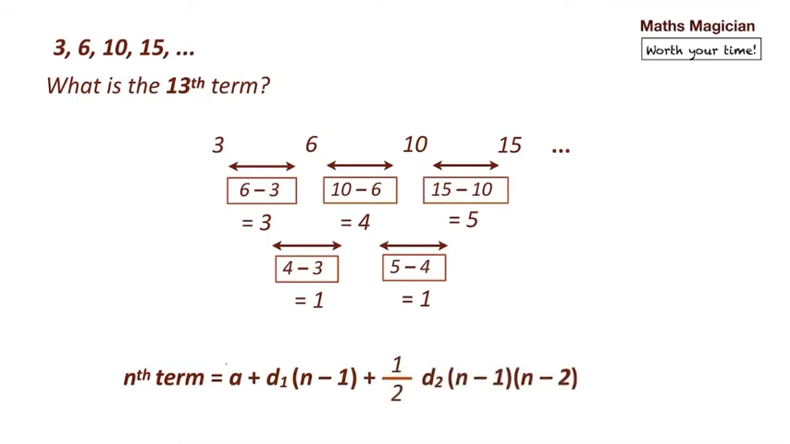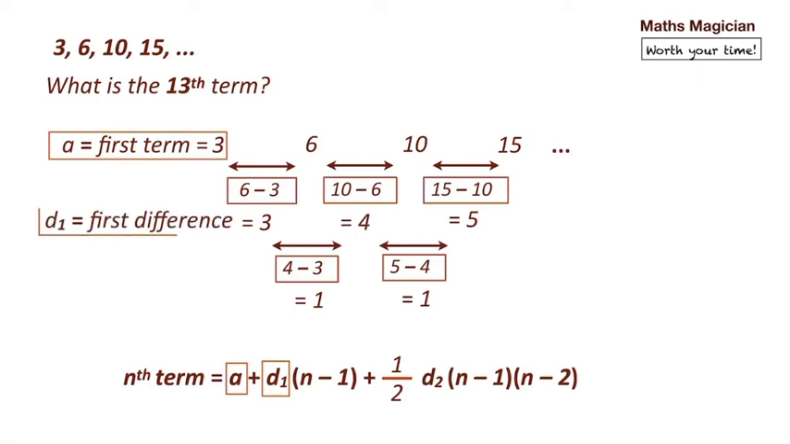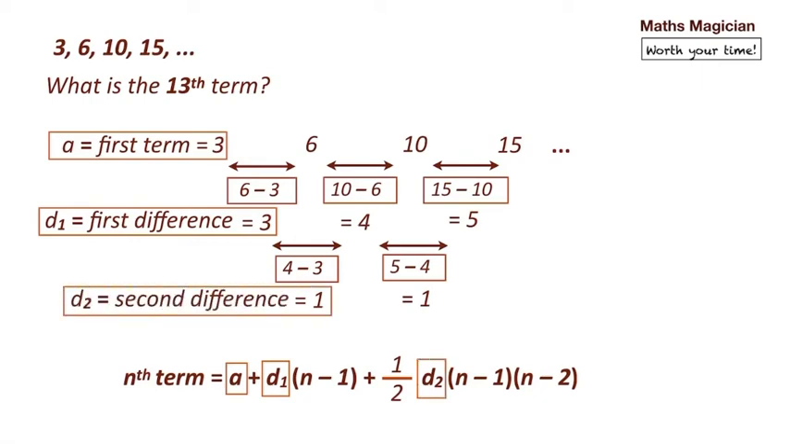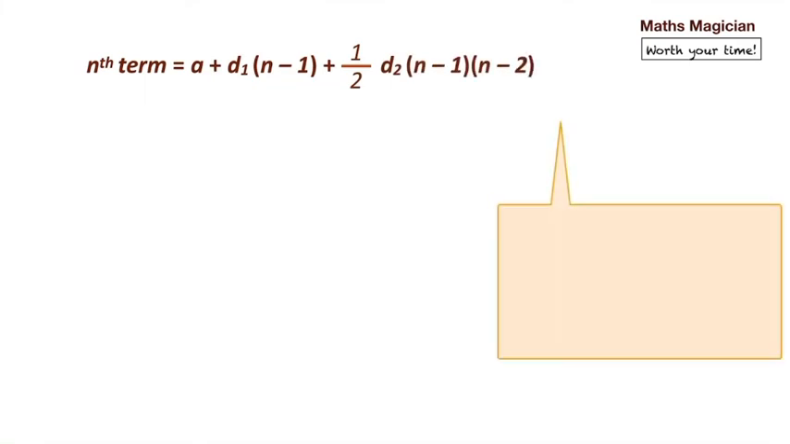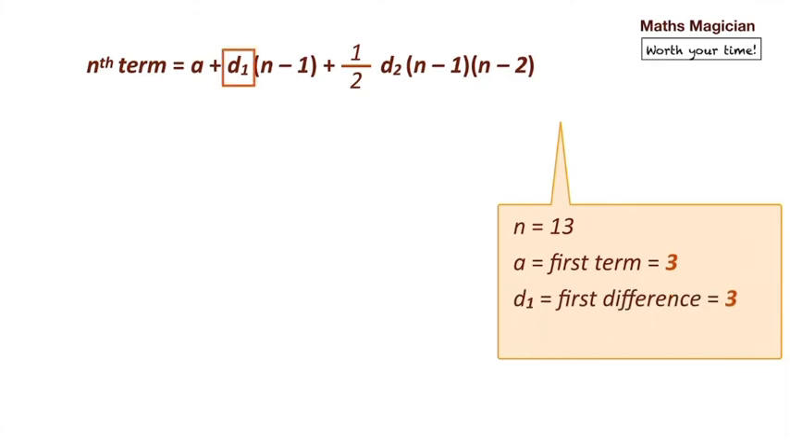in the formula, a is the first term and is 3. d1 is the first difference and is 3. d2 is the second difference and is 1. Now we have to find the 13th term. We write the formula and put the values found in the previous slide. We put n equal to 13. A, which is the first term, is 3. d1 is the first difference and is 3. And d2 is the second difference and is 1.